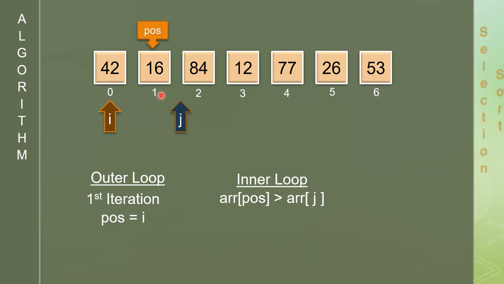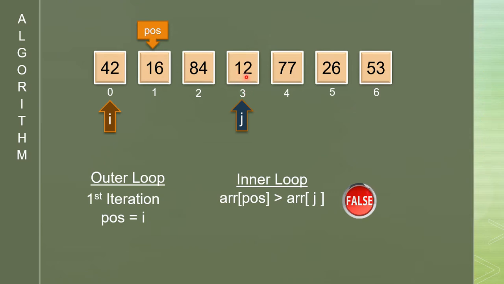It moves on to the next element, and checks whether the value stored in position now, which is 16, is greater than 84. The condition is false because 16 is not greater than 84. Since the condition is false, it moves on to the next value. That is, the j value is 3 now. Now 16 is greater than 12.